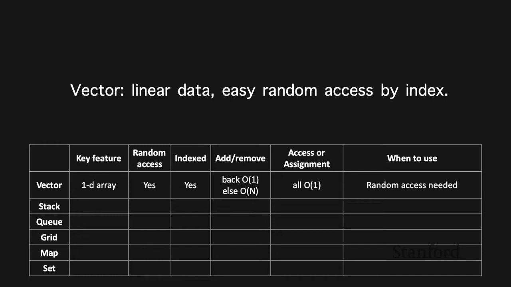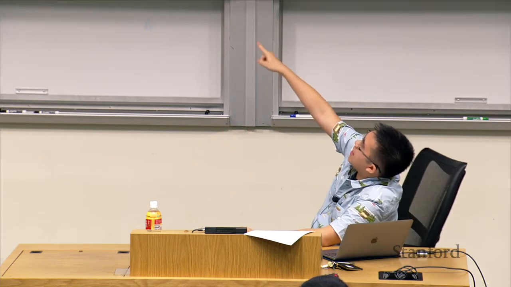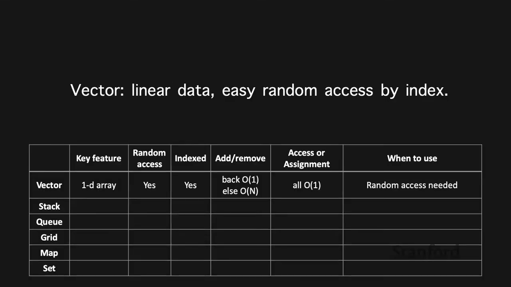Yes. You can only access the top of it. So for a stack, kind of like a stack of trays, you can only access the top one, right? Cool. What about random access and indexed? Is it yes or no? No, right? Because you can only access the top one, so there's no way you can access any other elements. What's the big O of accessing from the top? O of one. Yeah, O of one. Okay.